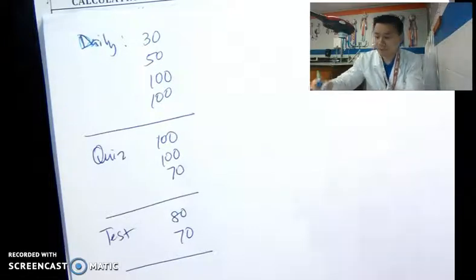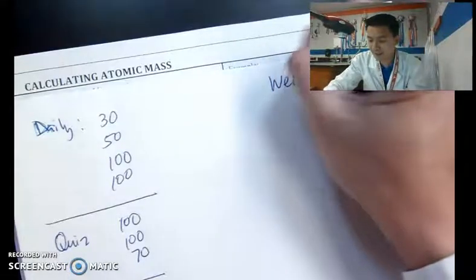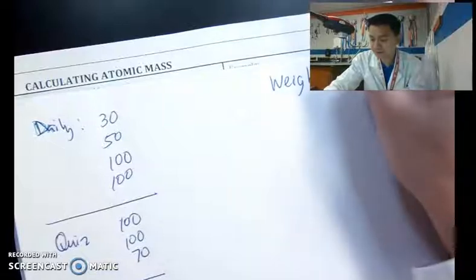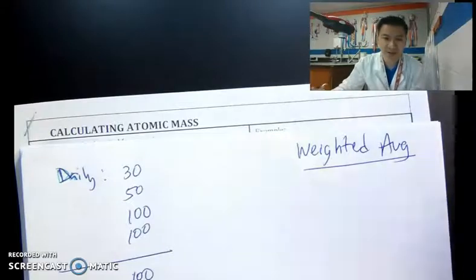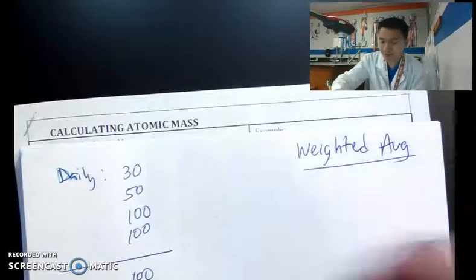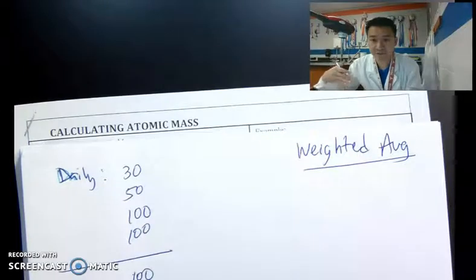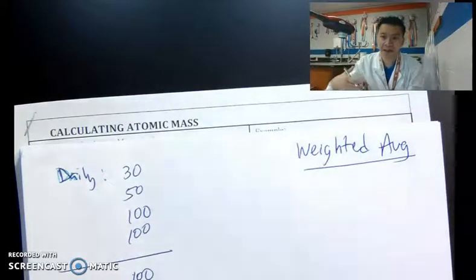Okay, this lesson is about a concept called weighted average. A weighted average is not the same as a normal average. A normal average, a mathematical average, I don't know what the fancy word is, is when you add up all the different parts and you divide by however many items there are.